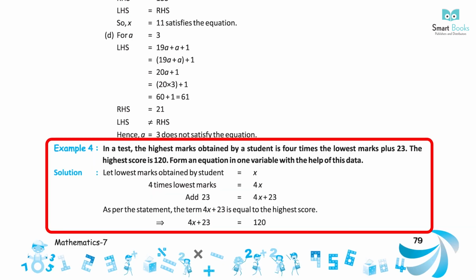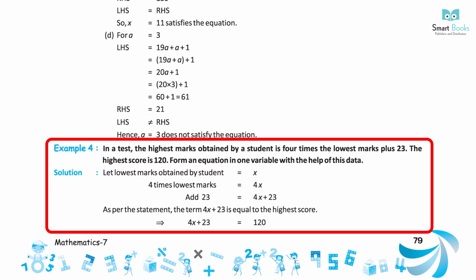Example 4. In a test, the highest mark obtained by a student is 4 times the lowest mark plus 23. The highest score is 120. Form an equation in one variable with the help of this data. Solution. Let the lowest mark obtained by the student be x. 4 times the lowest mark is 4x. Add 23: 4x plus 23. As per the statement, the term 4x plus 23 is equal to the highest score. So 4x plus 23 is equal to 120.